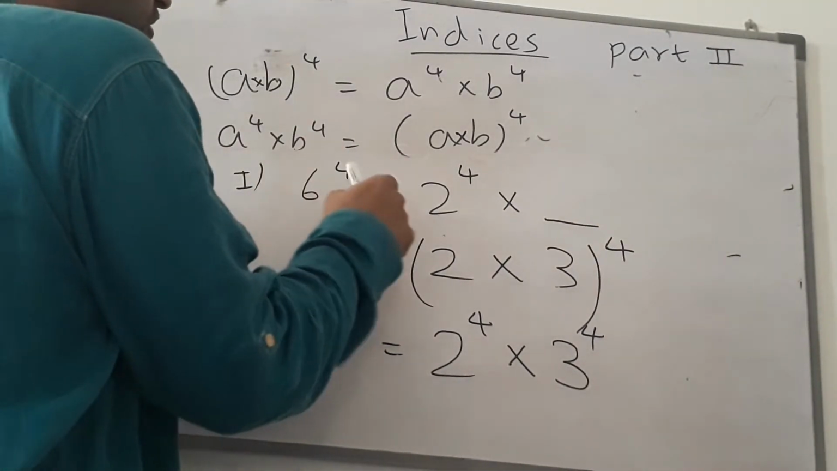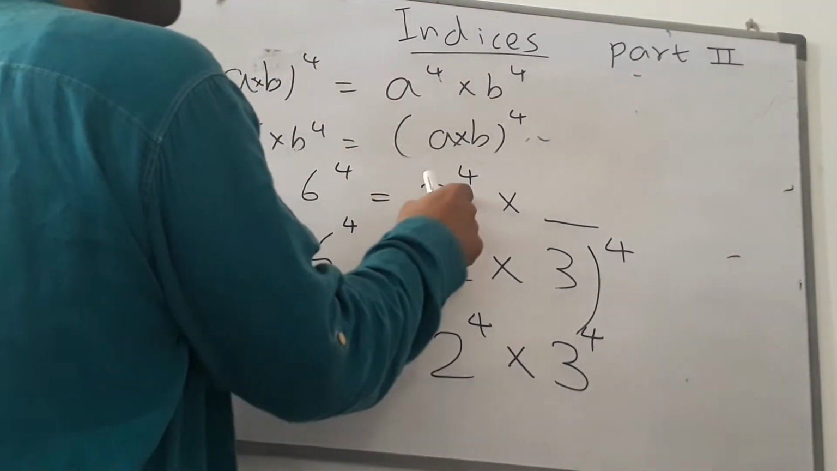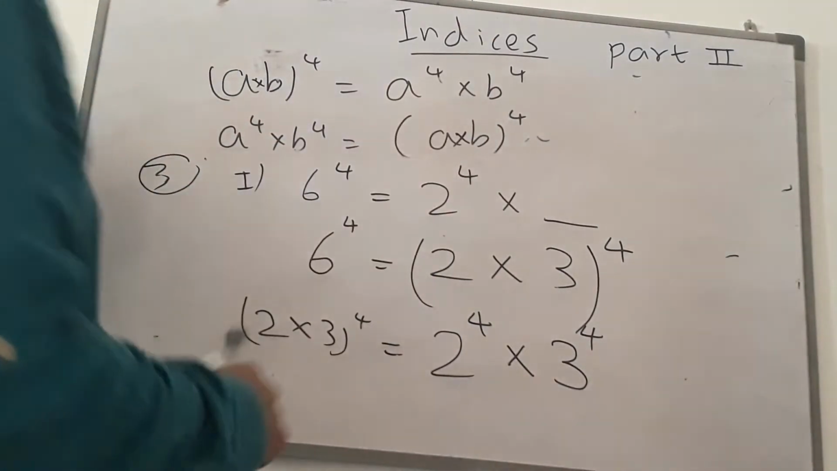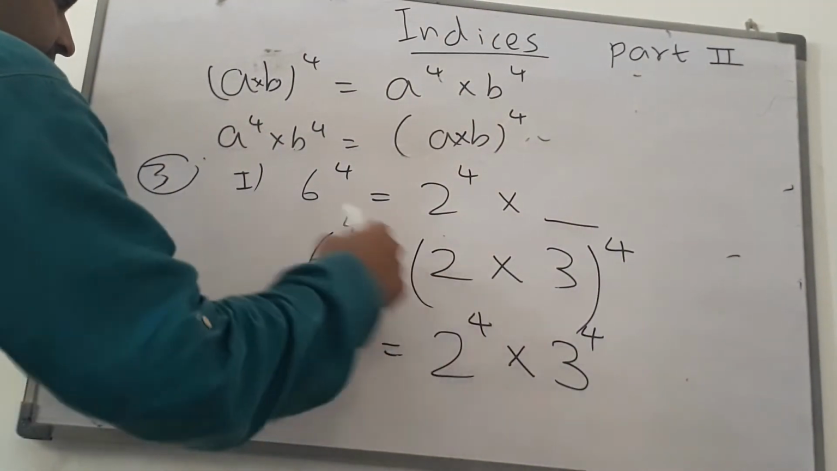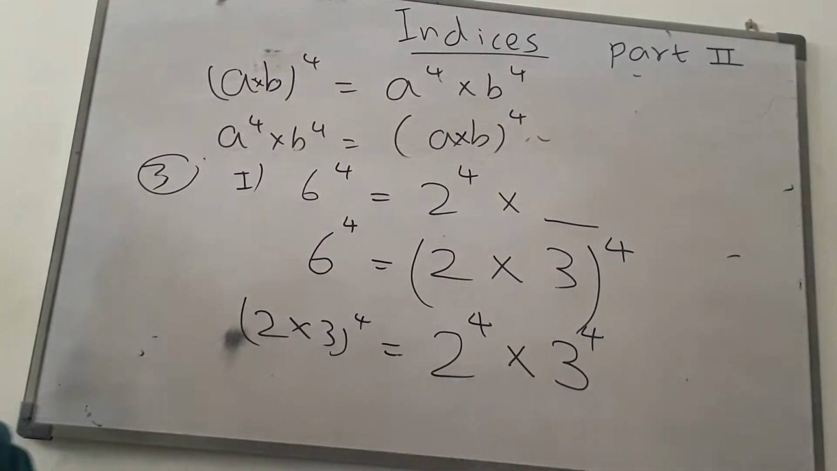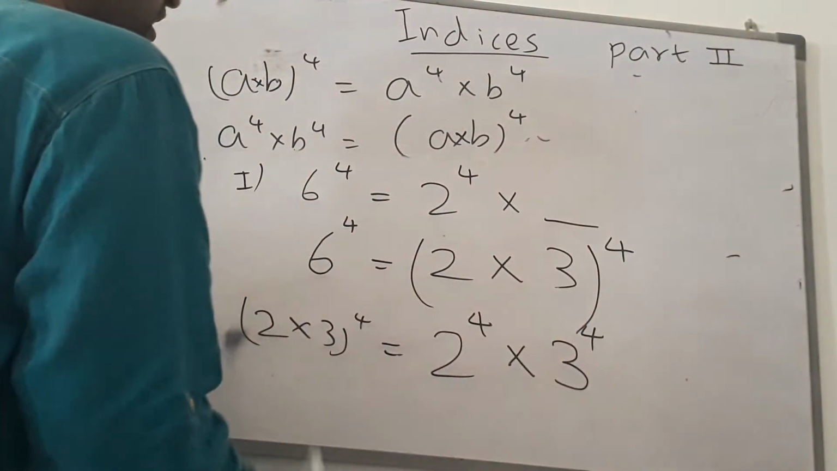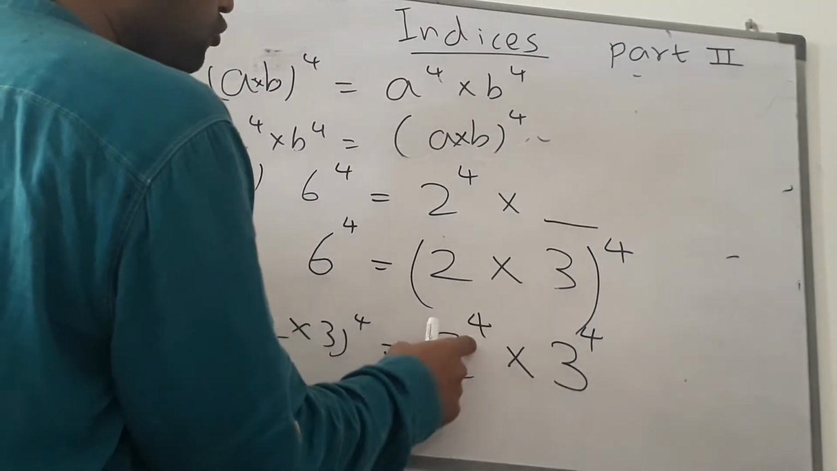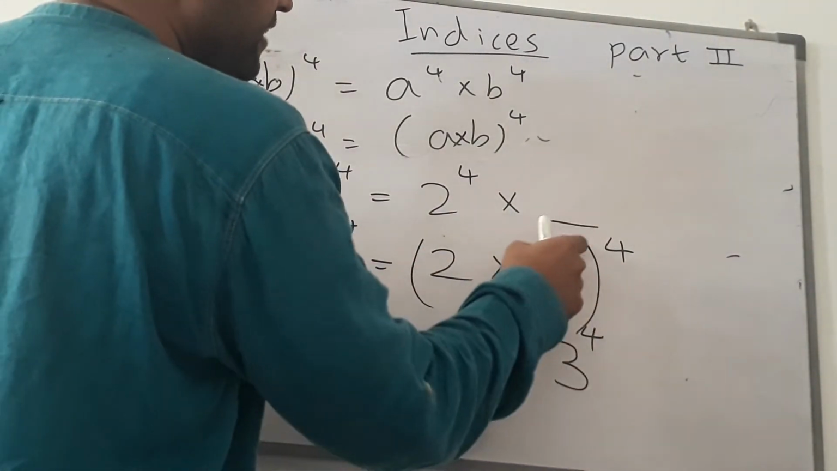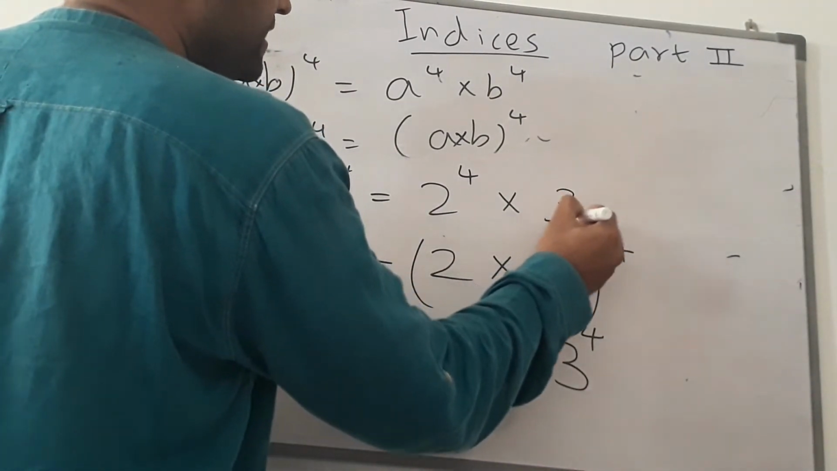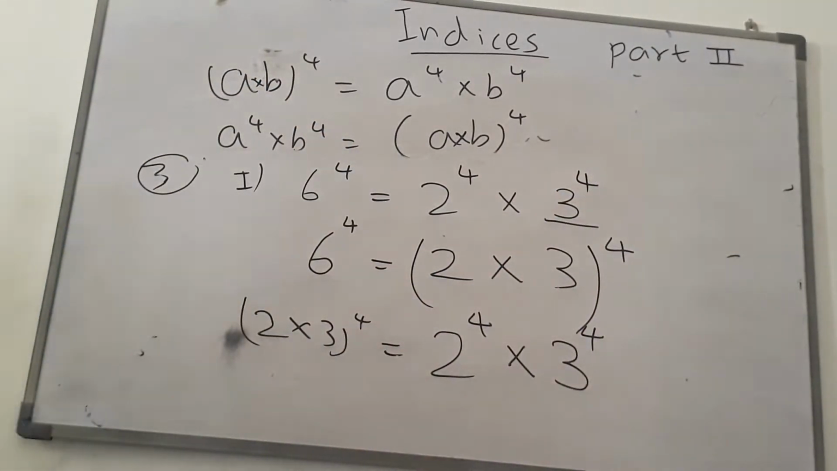Now 6 to the power 4 is already given as 2 to the power 4 times something. According to these two lines, we know 6 to the power 4 is equal to 2 times 3 to the power 4, and 2 times 3 to the power 4 is equal to 2 to the power 4 times 3 to the power 4. So blank is 3 to the power 4.